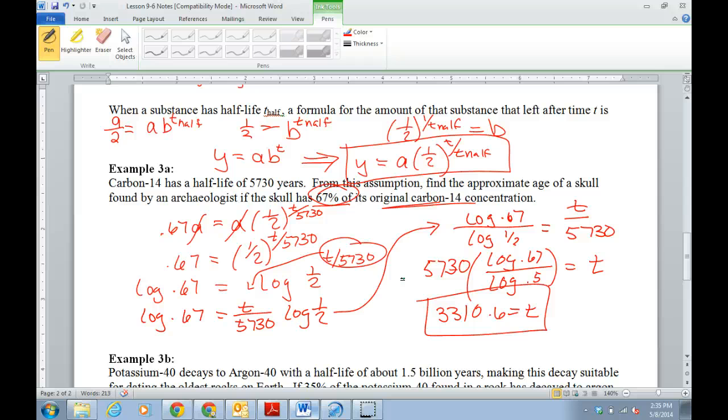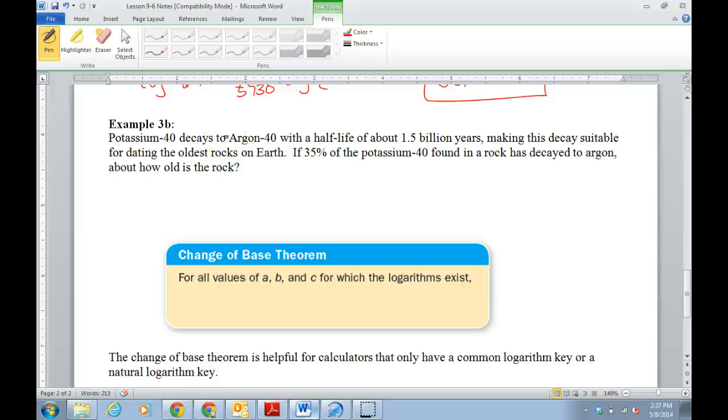Oh man. All right, so we're going to do the same thing. This time we have potassium 40 decays to argon 40 with a half-life of 1.5 billion years, making this decay suitable for dating the oldest rocks on Earth. If 35% of the potassium found in a rock has decayed to argon, how old is the rock? Okay, if there's 35% left, how much has already decayed?